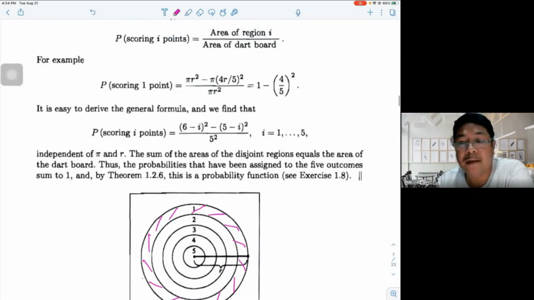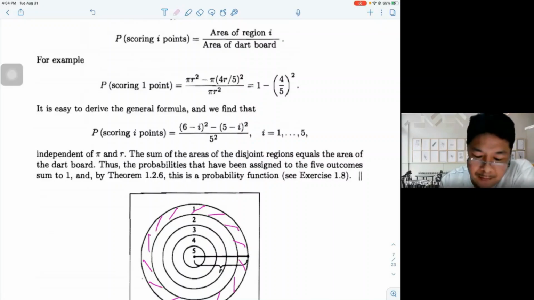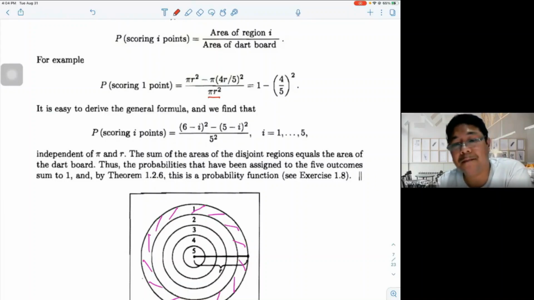Based on our defined function P, the probability of scoring I points is equal to this fractional expression: the area of region I over the area of the dartboard. Clearly, the area of our dartboard here is pi r squared. So the area of region 1 would be the difference of the two areas.